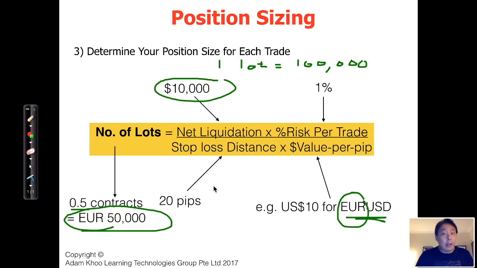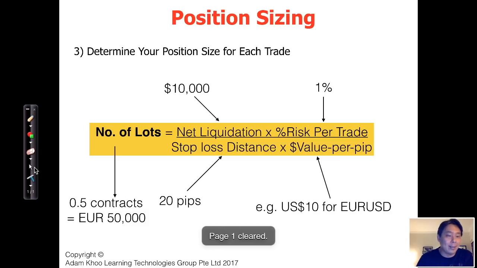Okay. You might say, hey, isn't that risky? I only got 10 grand and I'm buying 50 grand. Right? No, it's not risky because you've got your stop loss there. So the worst that can happen is that you lose $100, because you're risking 1% of your net liquidation. So your risk is not 50,000. Don't freak out. Your risk is $100, because of the stop loss. That's why you gotta place a stop loss, right?